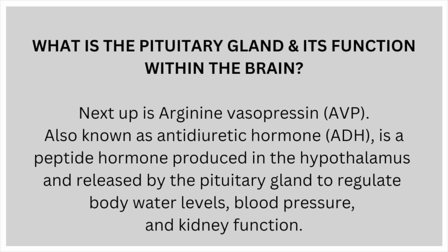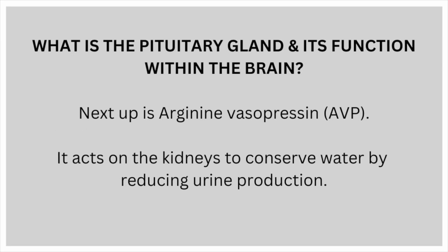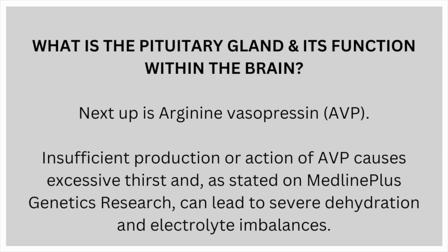Next up is arginine vasopressin, or AVP, also known as an antidiuretic hormone. ADH is a peptide hormone produced in the hypothalamus and released by the pituitary gland to regulate body water levels, blood pressure and kidney function. It acts on the kidneys to conserve water by reducing urine production. Insufficient production or action of AVP causes excessive thirst, and as stated on Medline Plus genetics research, can lead to severe dehydration and electrolyte imbalances.